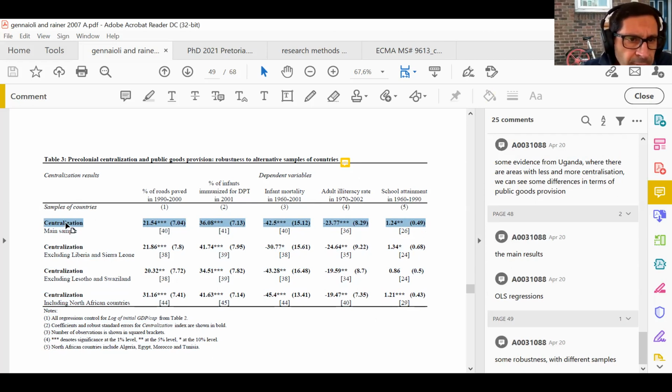And then they use, so that's centralization, then they use some subsamples. That's the main sample. And then they use some subsamples excluding Liberia and Sierra Leone, where there is a lot of fragmentation, and excluding Lesotho and Swaziland, where there is a lot of centralization, right? We know that as we speak, those are very centralized African societies. And then they exclude North African countries, where there was also a lot of political centralization, right?